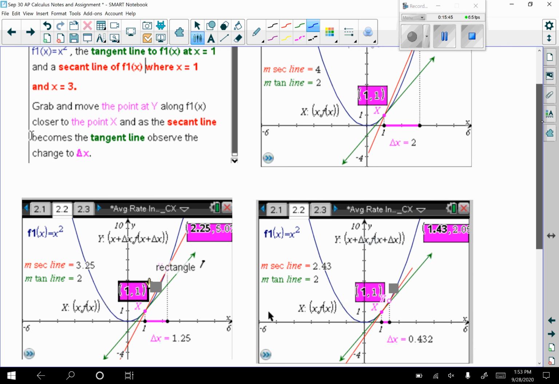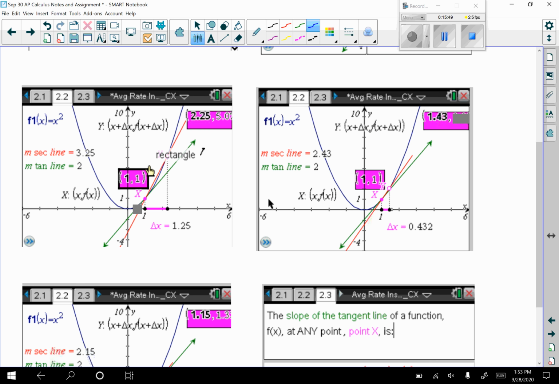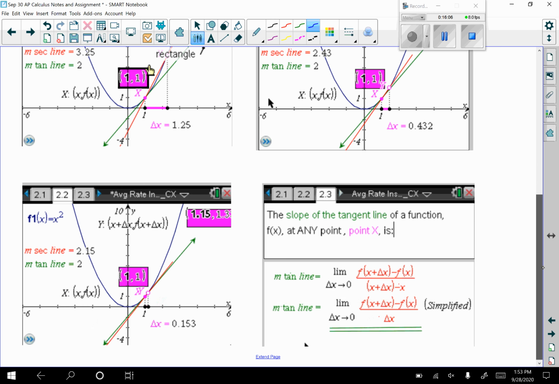Slope of my tangent line, I still had the calculator do this, is 2. Let's do this a couple more times. Now my x values are even closer together. My delta x is 0.432. Notice how the red line, the secant line, is now changing. It's getting closer to approaching the green line. So here the slope of my secant line is 2.43. Slope of my tangent line is still 2.